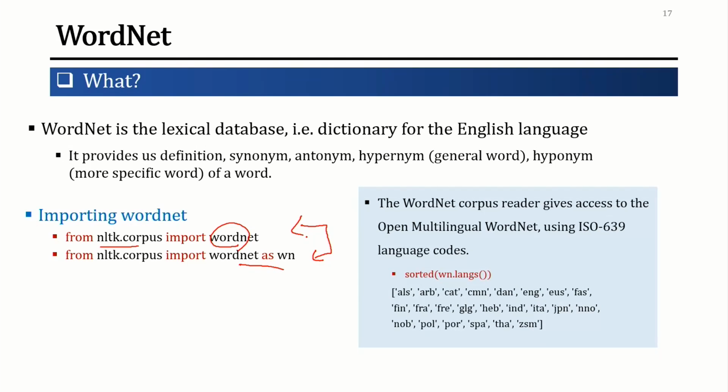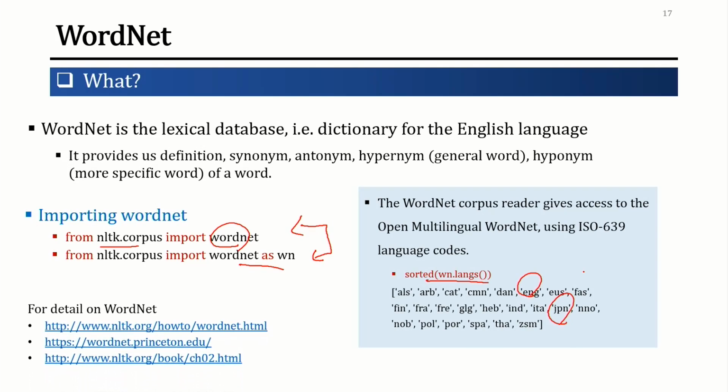The WordNet corpus reader gives access to the Open Multilingual WordNet using ISO 639 language codes. So it does not only provide the English language, but some other separate languages as well. We can use these commands to find what languages are supported. We can have English, we can have Japanese, or some other languages. For more detail on WordNet, we can take a look at this link, which is the source of WordNet information.